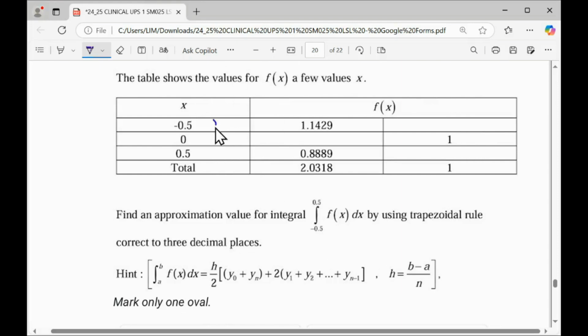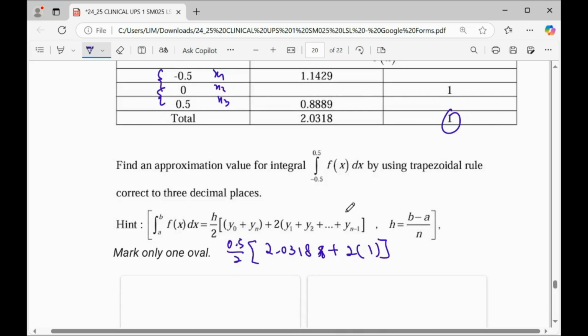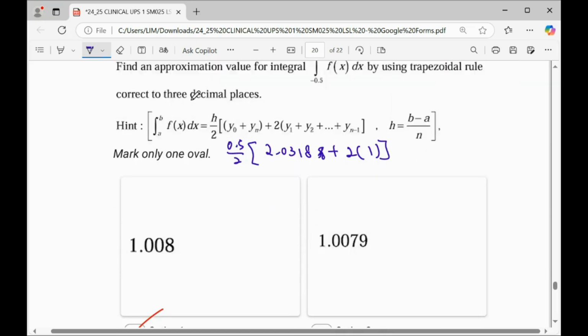So for the last question, use the trapezoidal formula to find the answer. They already gave the table here. This is your x1, x2, x3. They already summed it. So I want to find the h. H will be the interval, it is 0.5 over 2. Then y1 plus y3, 2.0318, plus 2 times the total here, which is 1. So we just make sure we put in the correct formula with the correct values, press the calculator, and correct it to 3 decimal places. We have 0.07955. So 3 decimal places will be 1.008. So that's all for this.